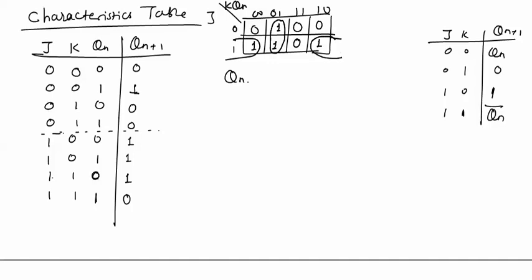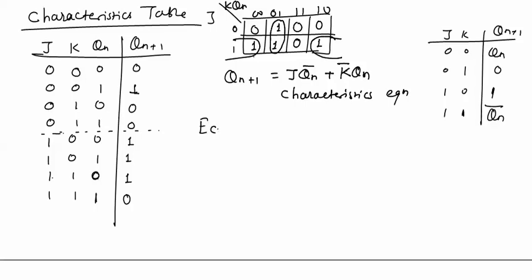Now we'll write the equation for Qn plus 1. First we'll write for this pair. For this pair, J equal to 1, that is J, and K is changing while Qn is 0. So J Qn bar plus. For this pair, J is changing but K bar is constant 0, and Qn is constant 1. That is K bar Qn. So the characteristics equation for JK flip flop is this one. This is the characteristics equation for this JK flip flop.